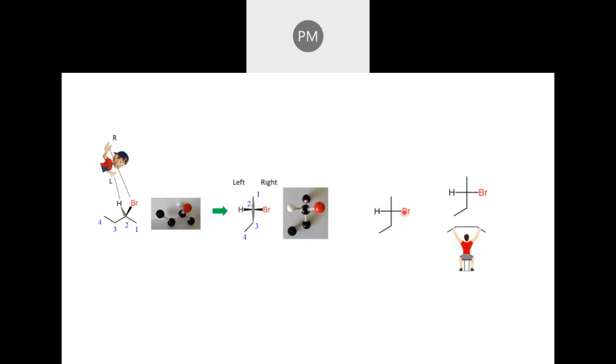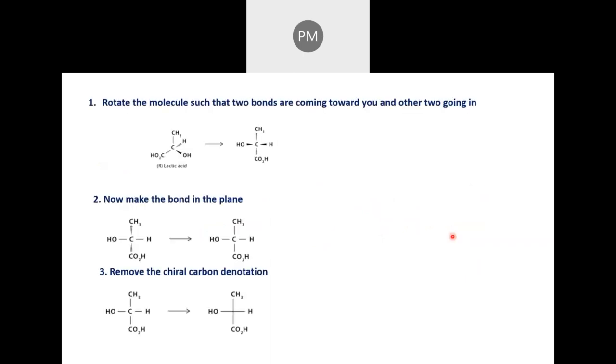After making that Fischer projection, to determine R or S, we have to give the priority-wise numbers. Priority means where the molecular mass is highest. So this will be our highest priority, and after that it will follow down to the lowest priority. So after that, the Fischer projection is done.